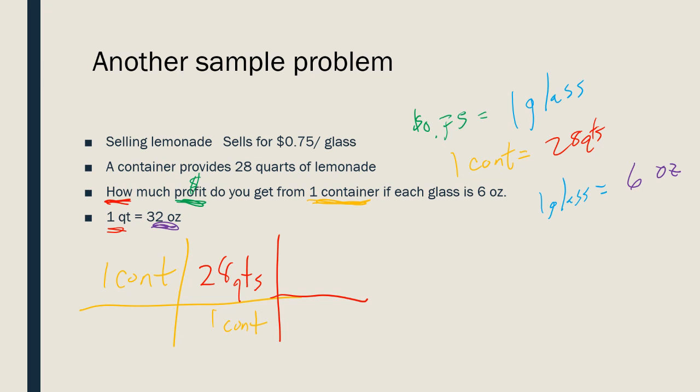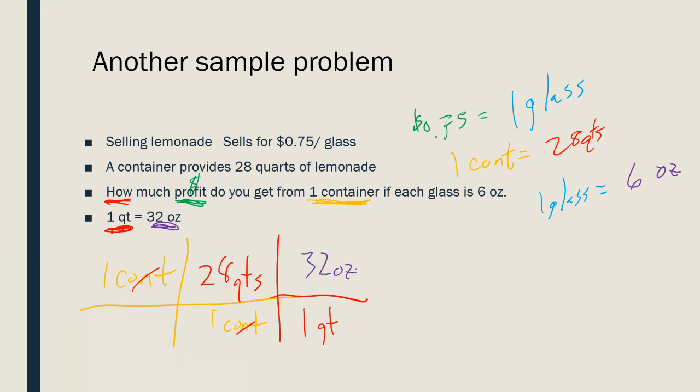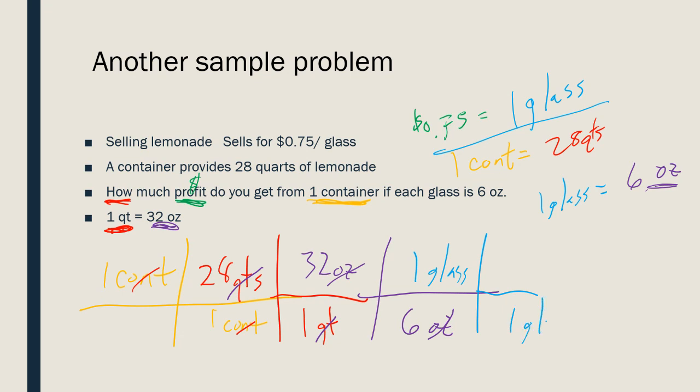And then that gets rid of containers. We got to get rid of quarts. So here's our quarts. 1 quart is 32 ounces. And then I now have ounces. Here's ounces. So I'm going to want to put 6 ounces at the bottom so those cancel. And then that's for 1 glass. And now I want to cancel glass. And I'm going to use this one right here. That 1 glass is 75 cents. Let's get rid of glass.